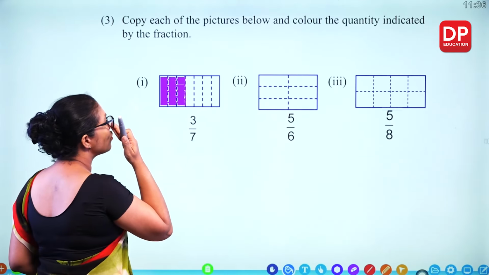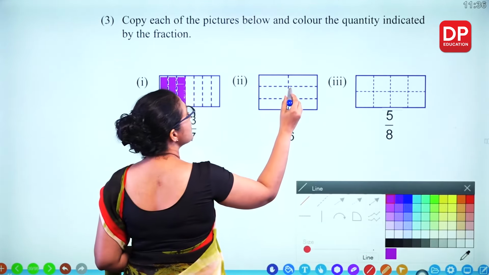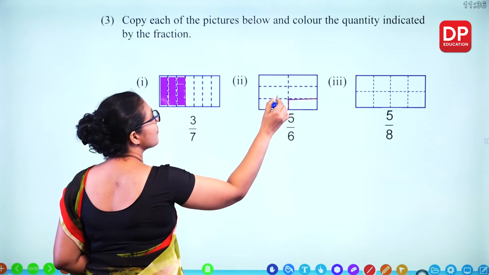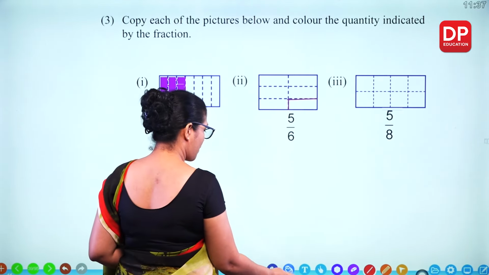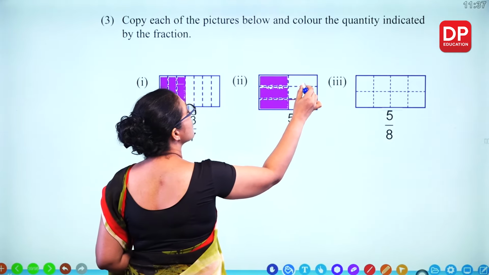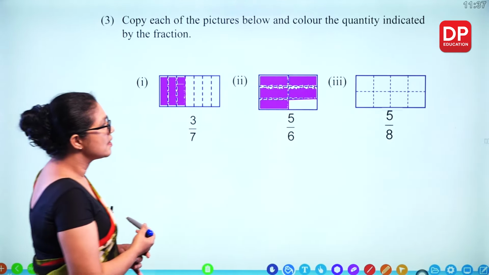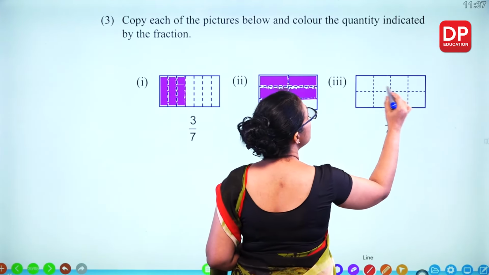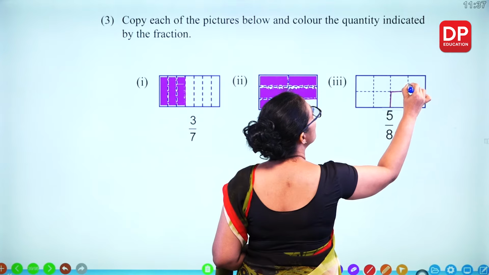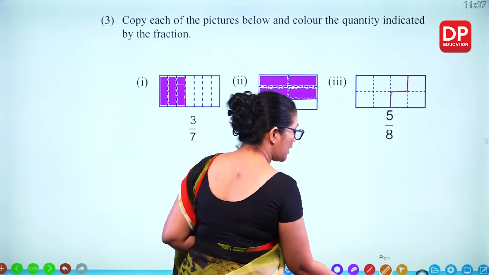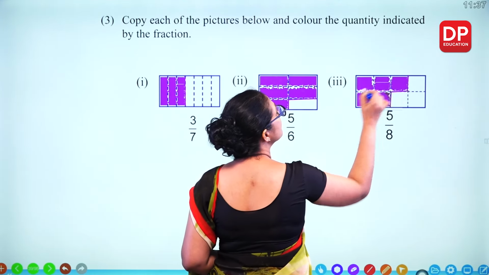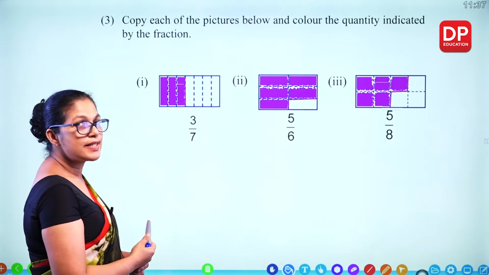Now 5 out of 6. So 5 parts out of 6. So I can first mark this one. So you need to color 5 parts out of 6. Now 5 parts out of 8. 1, 2, 3, 4, 5, 6, 7, 8. We need 1, 2, 3, 4, 5. So I need to color 5 parts. So 5 parts out of 8.